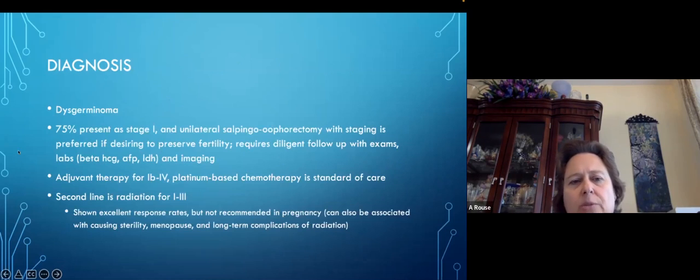But this patient had a dysgerminoma. The majority of these are going to present as stage one. They're going to be unilateral. So again, if you're trying to preserve fertility, you're going to do least invasive that you can. But again, here's your testing. So these are all affected by pregnancy. So did this patient have a neural tube defect? Probably not, but it may have been related to her dysgerminoma. How do you know? You don't until you take it out. So you're going to do platinum-based chemotherapies.